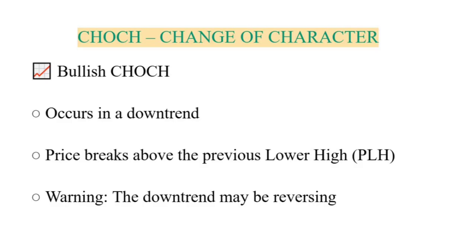Bullish CHOCH occurs in a downtrend. Price breaks above the previous lower high, PLH. Warning, the downtrend may be reversing. Simply put, CHOCH is the very first warning signal that a trend reversal may be underway.